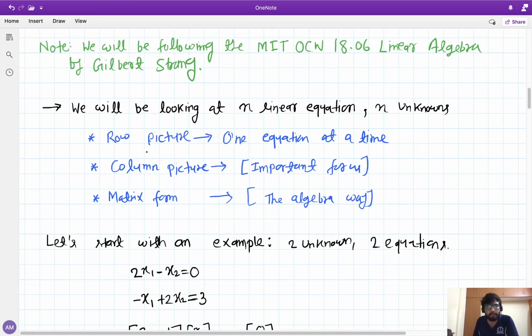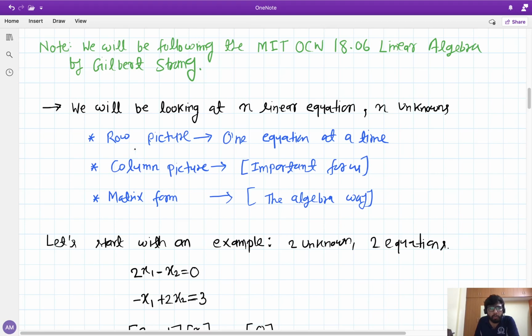So now we will take a very simple thing. Again, we are not trying to propose some set of steps to solve linear equations or something like that. We are just trying to look at the problem, how to interpret the problem. That's the goal of this lecture. So we will be looking at a simple case, n linear equations and n unknowns.